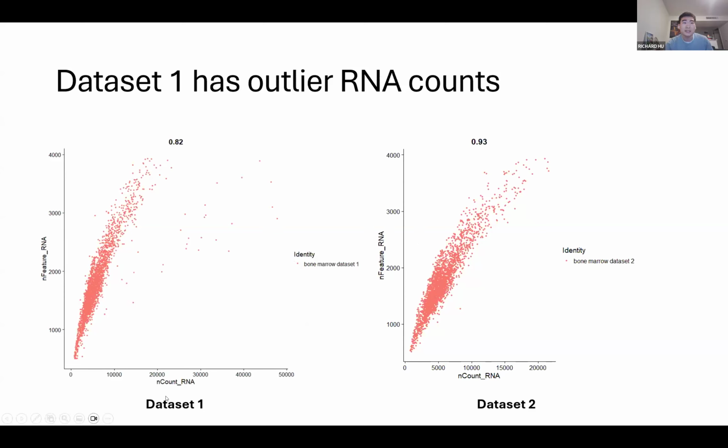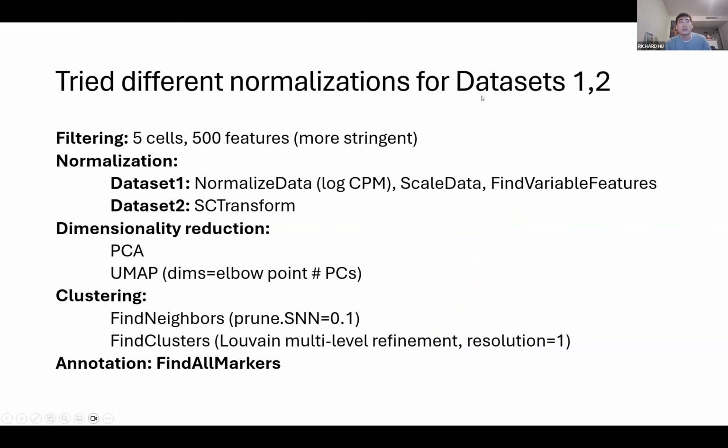Here I first compared dataset 1 and dataset 2. Interestingly, I saw in dataset 1 there were some outliers in terms of the number of RNA counts. Because this dataset is messier and my results are worse, I'm going to focus on dataset 1 because I think it's more interesting. In terms of pipeline, I mostly kept the same workflow for both datasets, except I wanted to experiment with 2 different normalization methods.